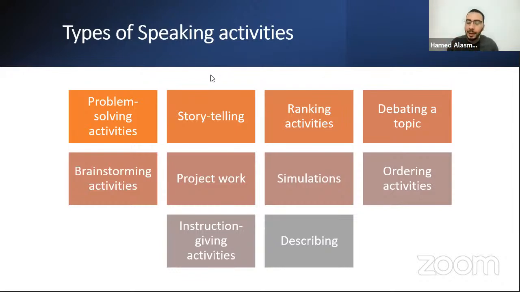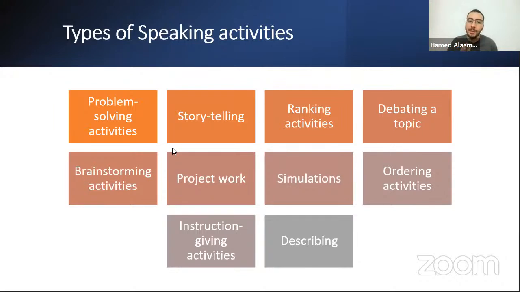Okay. Ranking activities. Again, this can be fluency. Debating, fluency. Brainstorming, project work, simulations like doing a role play, ordering activities, again, can be fluency.